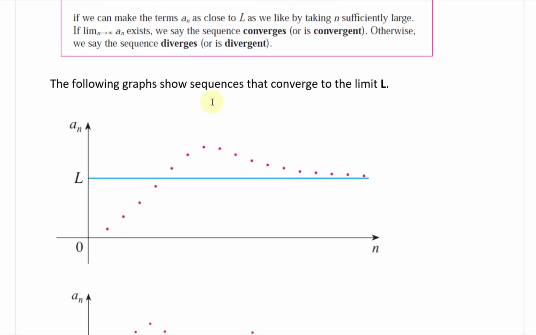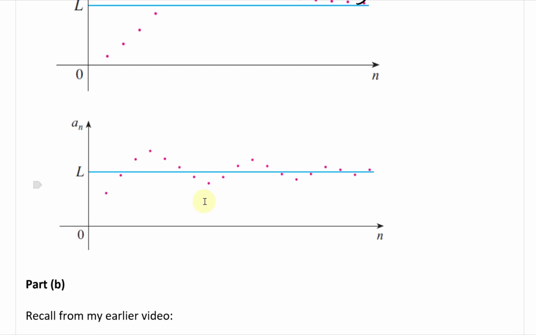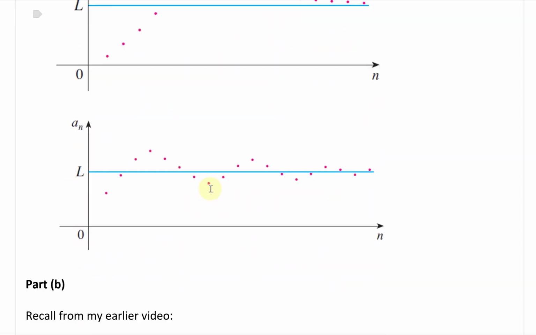Anyways, the following graphs show sequences that converge to the limit L. So if you have here again, the sequence is just a list of numbers. So if something goes like this, and there's L, as you go to infinity, it's approaching all the way to this limit. And you could also go up and lower it, as long as you're getting smaller and smaller to it. So there's the limit. So that's a convergent sequence. Again, just a list of numbers.